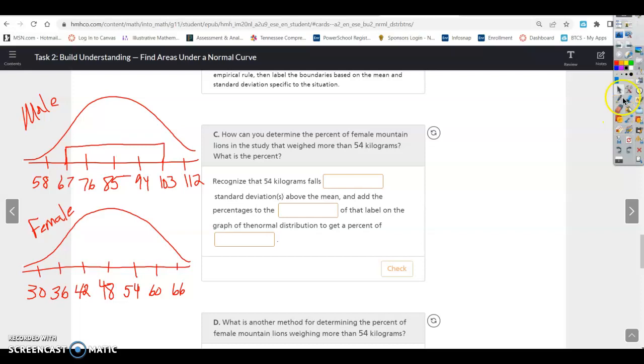So here's 54 kilograms. So we want to know more than 54 kilograms. So all of this area over here. So all of this area, we need to know what is this percent. All right, so let's go back and look at our percentages.